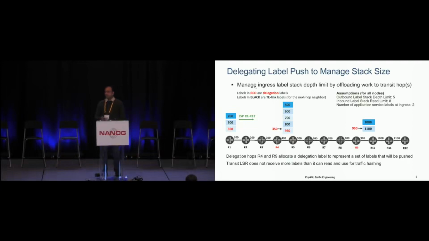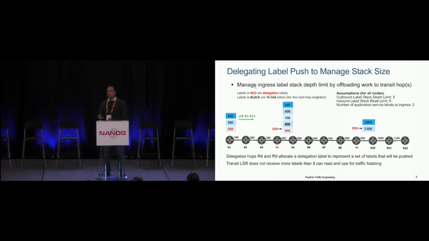So it pushes 3 labels, and the 3 labels get the packet all the way up to R4. And R4, in turn, is called a delegation hop, a delegation helper. So he has a delegation label there called 350. This is slightly different from the TE link label, right? R4 actually allocates this label specifically to impose a label stack. Now this delegation label can be shared across various LSPs, and it imposes the rest of the labels down the stack, which gets the packet all the way to R10, and then he in turn pushes the rest of the stack to get the packet to the egress.